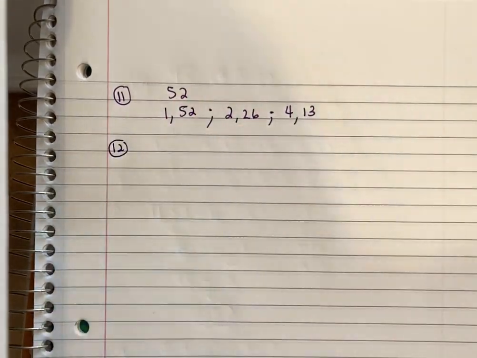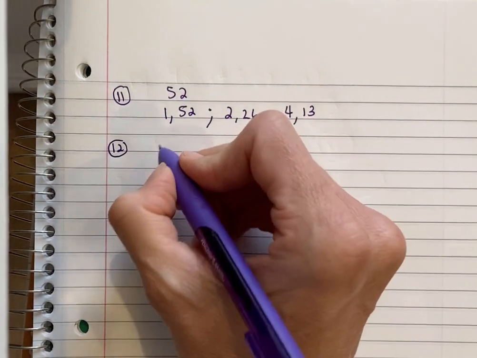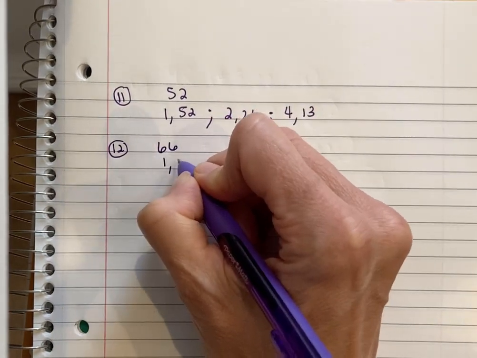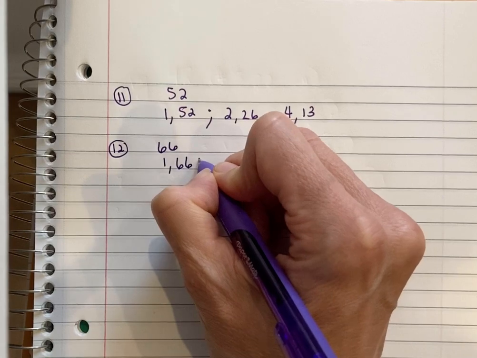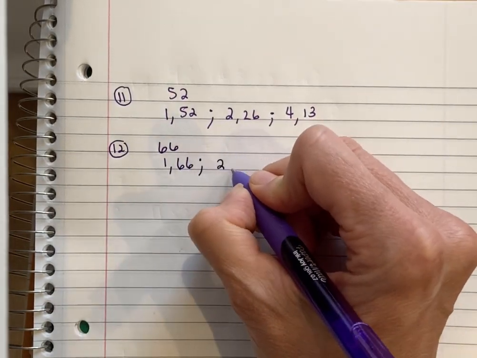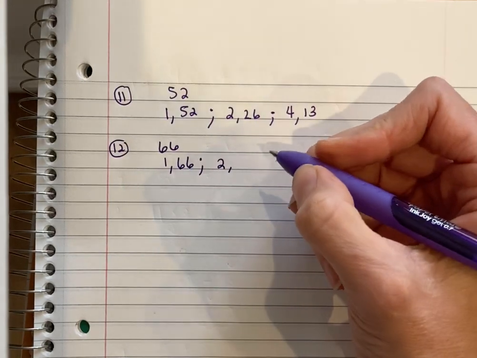Number 12, same idea, but now we have 66. So we can always start with 1 and the number. That's our first factor pair. Well, it's even, so I know it's divisible by 2. So 2 and 33.